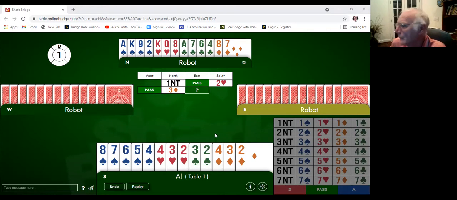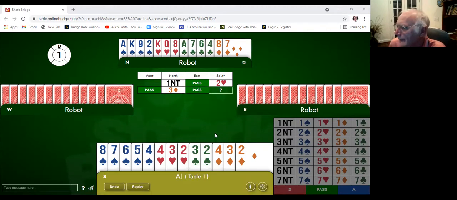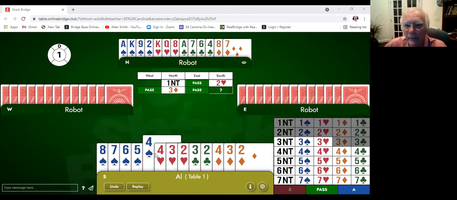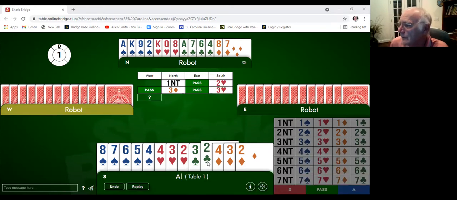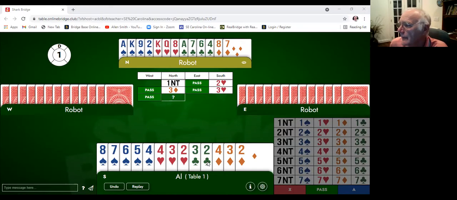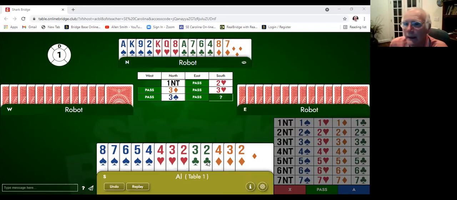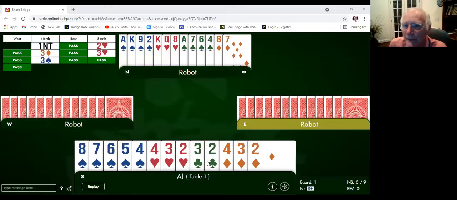Okay, it goes past and it comes back around to the responder. The responder says, I don't want to go anywhere. I want us to sign off in spades. So what the responder is going to do is another retransfer to spades. And the opener is going to come back and bid 3 spades. And the responder is not going to be able to pass fast enough. Okay, so we ended up in 3 spades.